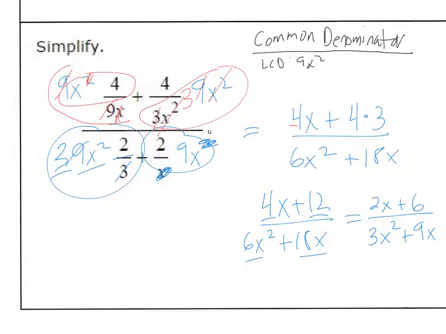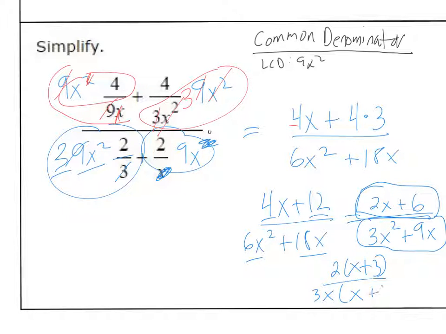The second thing I notice is that we have some more common factors here. For example, this has a common factor of 2, so that could be 2 times x plus 3. And this has a common factor of 3x, so that if I pull a 3x out, I'm left with an x plus 3. And then I notice finally that these are a common factor on the top and the bottom. They'll both cancel, and the final answer will be 2 over 3x.